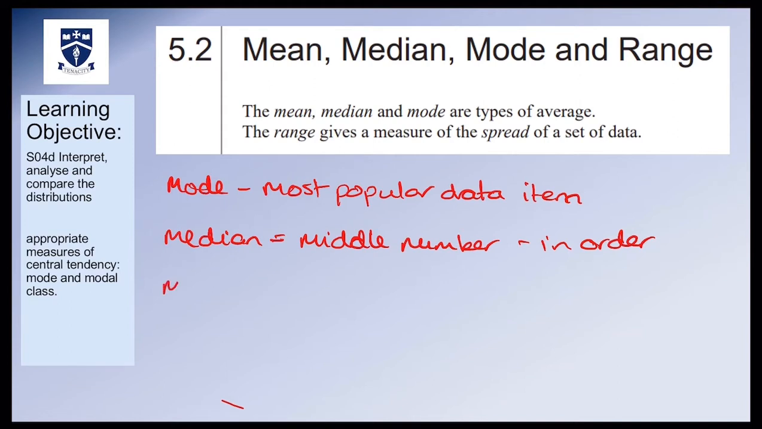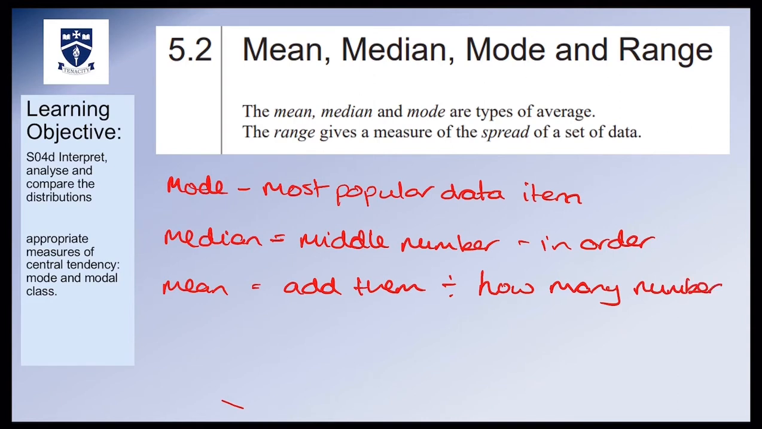And the mean is going to be add them up and then divide by how many numbers there are. There we are. So you need to remember that these are averages that we did earlier on in the year. So you should have this in your book already. It is something that we looked at a couple of months ago.